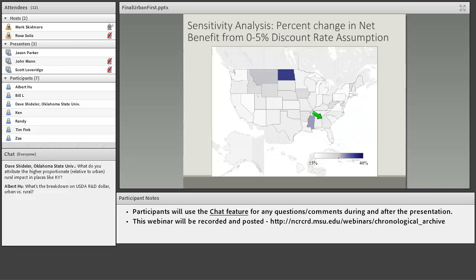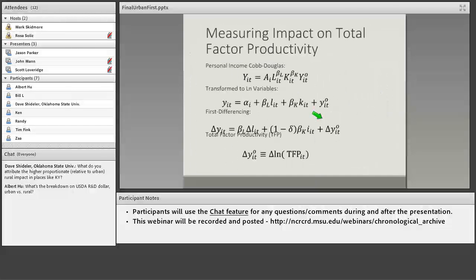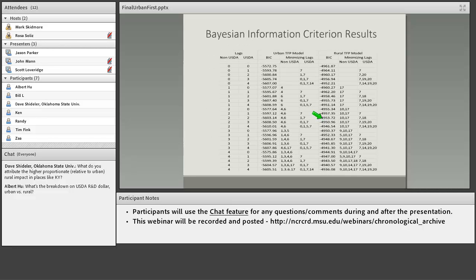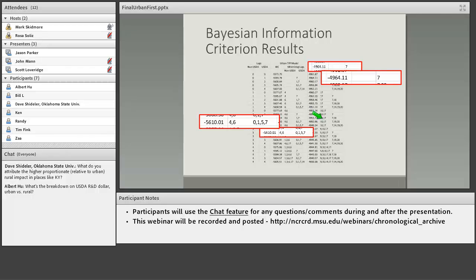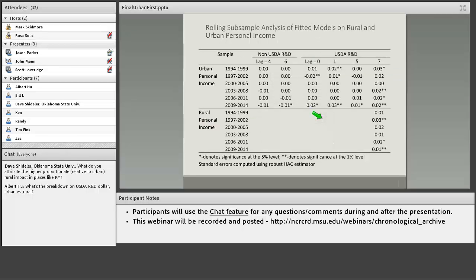Jason, would you go back to your summary slide of the impacts with the lags? Keep going back one more or 2 more. Yeah, that one. This page. Yeah, so it looks like there's a negative coefficient for 2009 to 2014 for non-USDA R&D. Is one possible explanation that a lot of this is Department of Defense and not translating into improvements in productivity? I was just wondering what you thought about that.